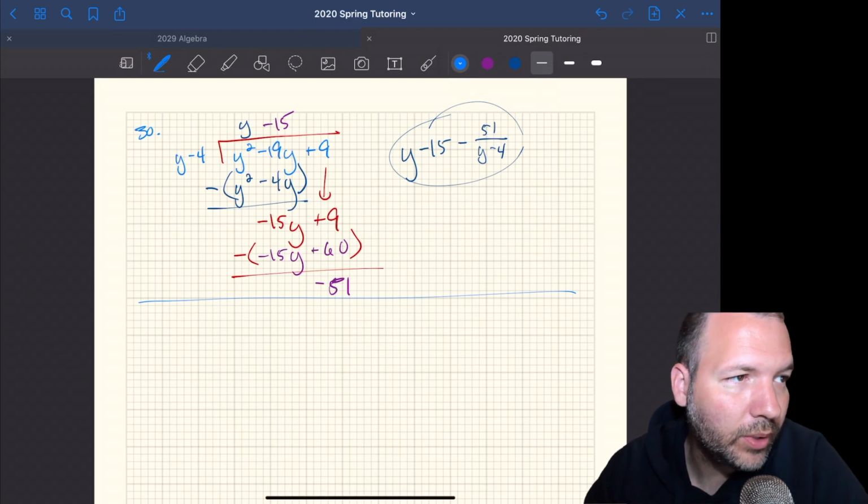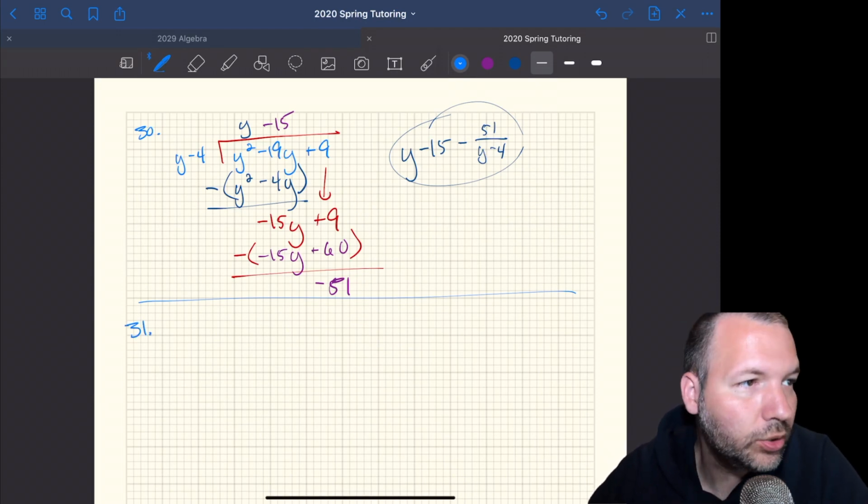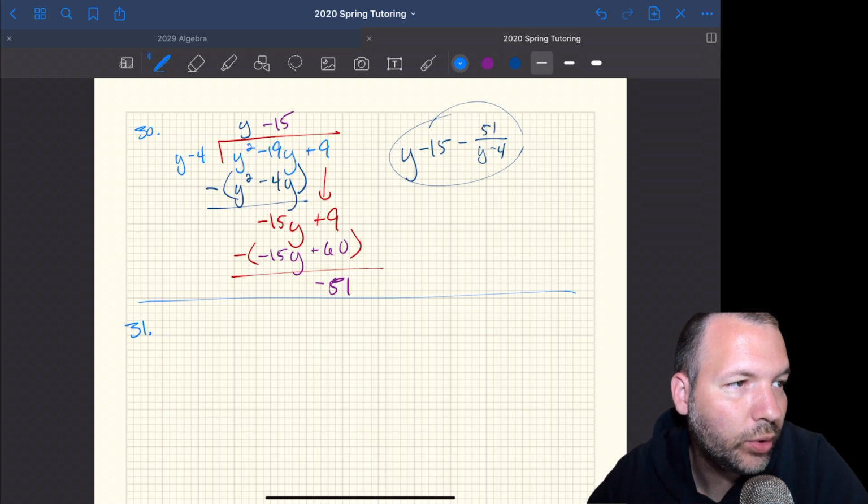One last problem, number 31. Anoki wants to put a decorative border 3 feet above the floor around his bedroom walls. If the border comes in 5-yard rolls, how many rolls of border should Anoki buy? Where does he want to put it? 3 feet above the floor.